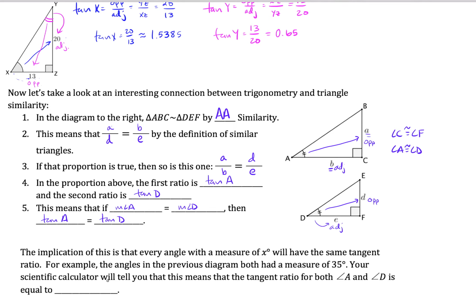Now if you grab your scientific calculator, there should be a key on your scientific calculator that says tangent. If I type in tangent of 35 on my scientific calculator it will tell me that every angle that's 35 degrees will have a tangent ratio equal to about 0.7002. Every 35-degree angle has the same tangent ratio. That's kind of what we proved up here. And those 35-degree angles all have a tangent ratio of about 0.7002. And that'll be the tangent ratio for both A and D.